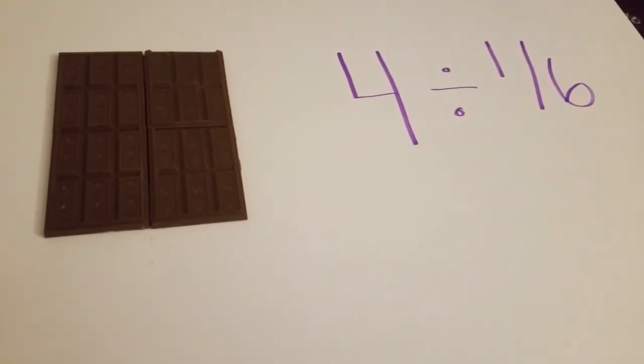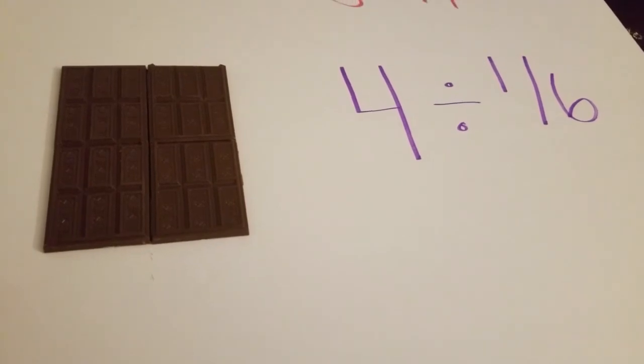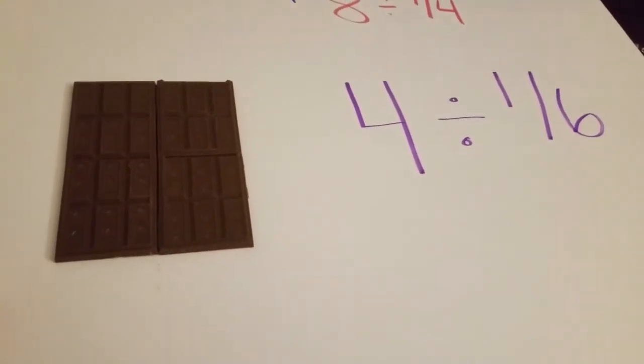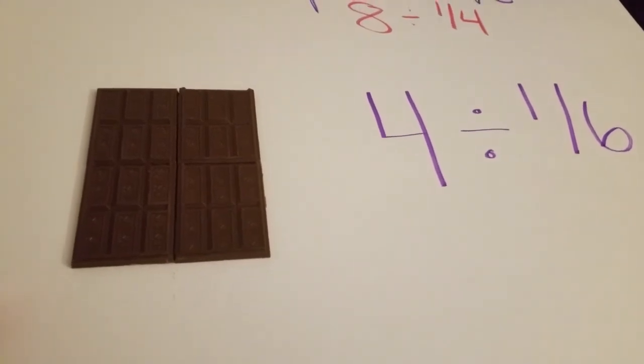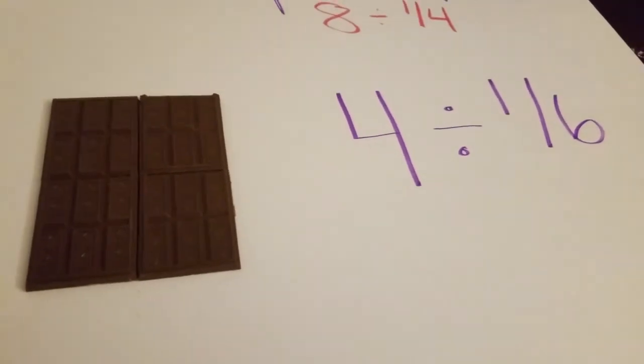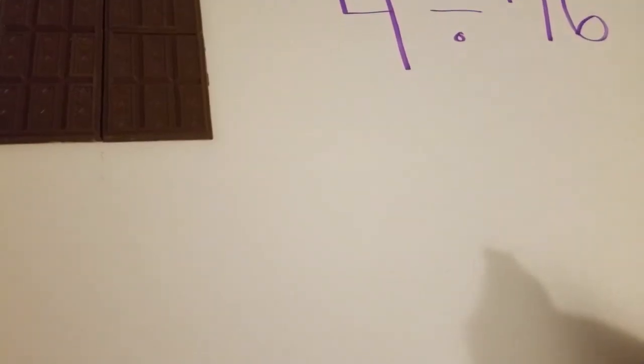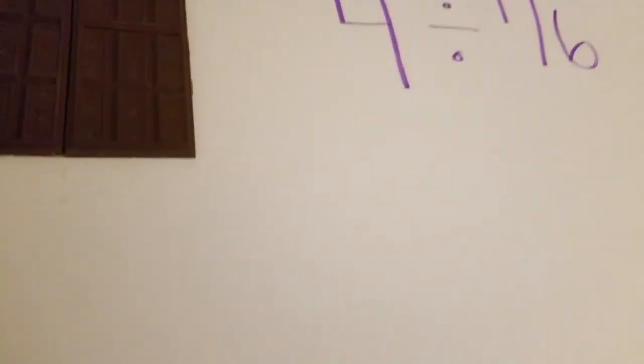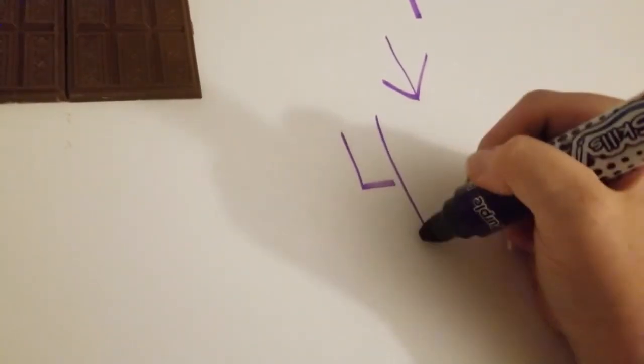So I've written out 4 divided by 1/6, and students can either count each sixth in the candy, or they can multiply 4 times 6. After students represent the fraction with the candy, you could ask them to solve the problem with keep, change, flip. So with 4 divided by 1/6, you would keep. That would be 4.